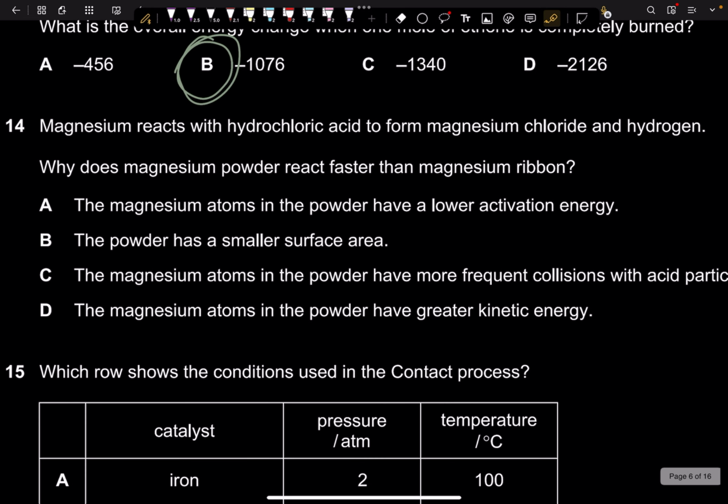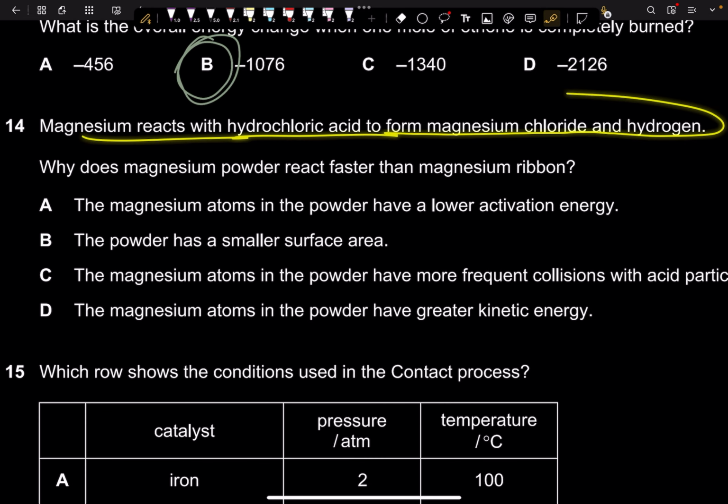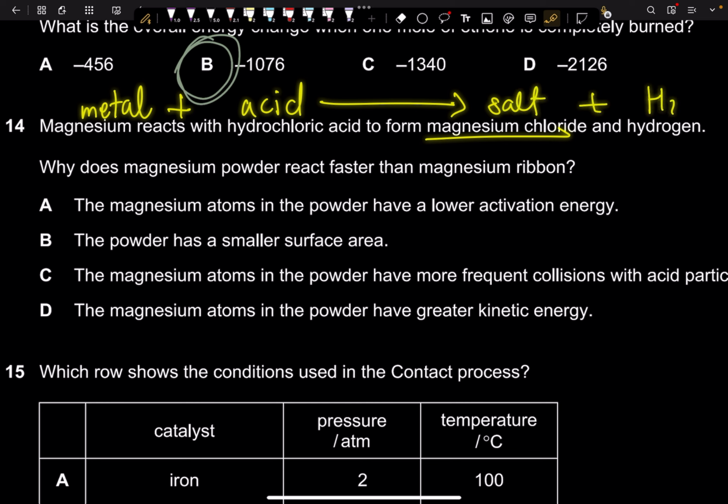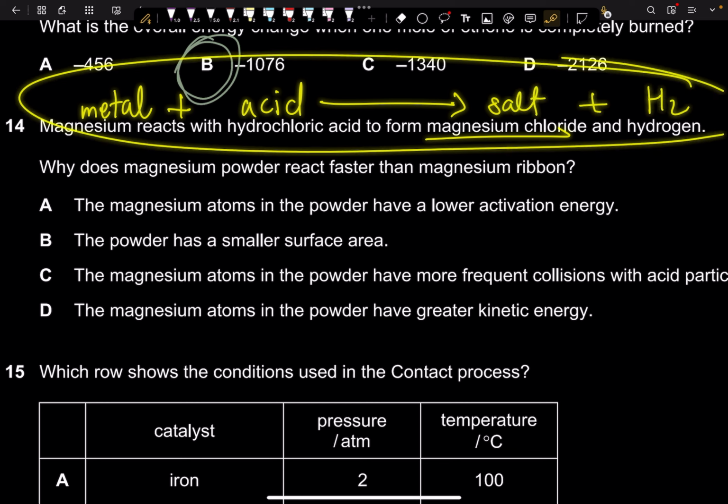Let's move on. Magnesium reacts with hydrochloric acid to form magnesium chloride and hydrogen, ठीक है? Magnesium is basically your metal and hydrochloric acid is your acid, and you know metal plus acid forms magnesium chloride, which is a salt plus hydrogen, ठीक है? So that's a simple reaction which you guys have studied.